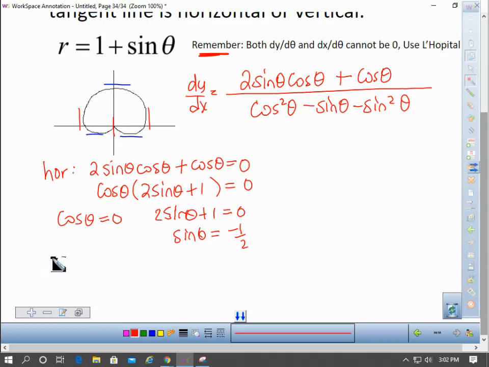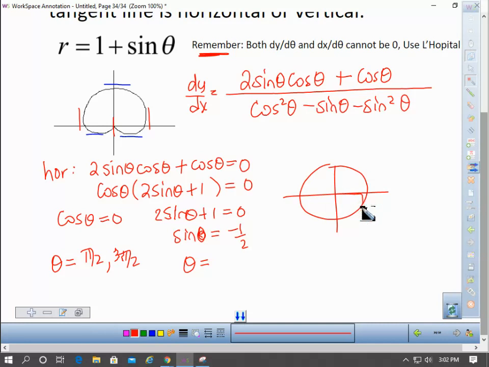And so now I just have to figure out the answers. So where on the unit circle is cosine 0? Well, cosine is 0, which is your x-coordinate, at pi over 2 and 3 pi over 2. All right, now over here, we're looking at where sine of theta is negative 1/2. So you just think on the unit circle, where's your sine coordinate negative 1/2? Over a lot, down a little, on both sides. So that's going to be here at 7 pi over 6, because that's 210, and then over here at your 330, which is your 11 pi over 6.